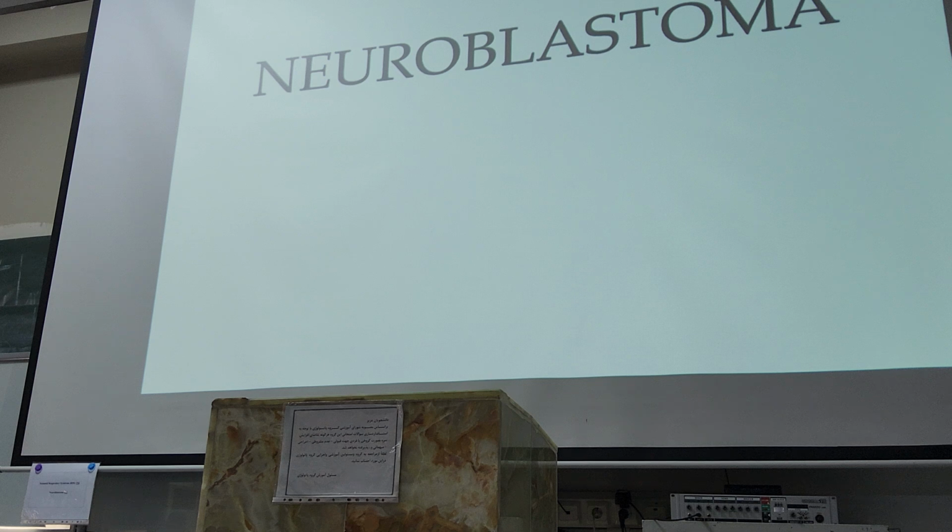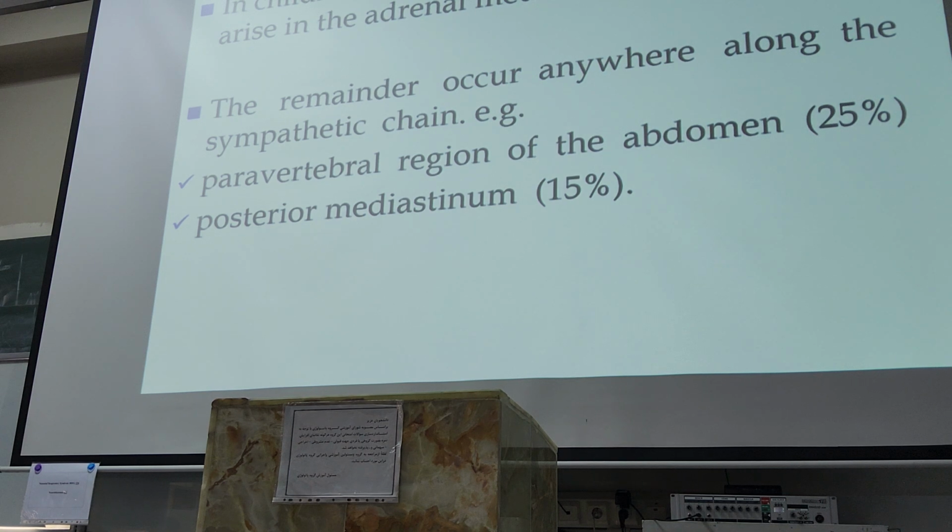The other slide is about neuroblastoma. Neuroblastoma is basically a neonatal and childhood disease. 90% of neuroblastomas are diagnosed below 5 years old. And about 40% of neuroblastomas arise in the adrenal medulla. So the main site for neuroblastoma is the adrenal medulla.